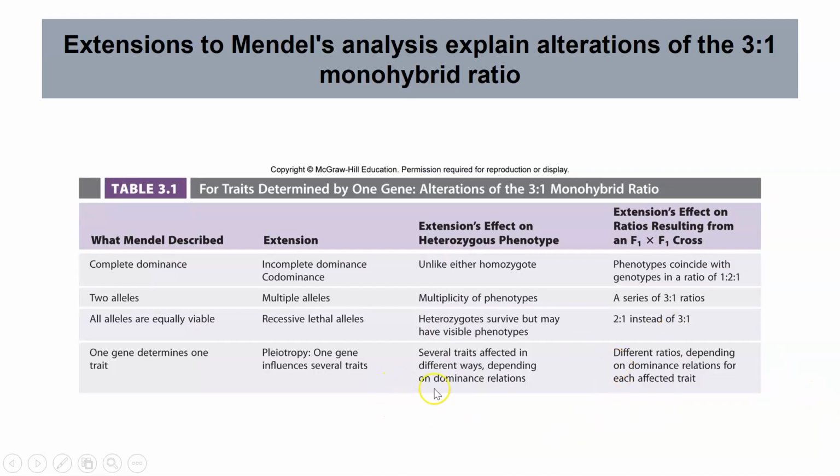Final slide here shows a table with a breakdown of the extensions of Mendelian inheritance that we've covered so far and how they compare to what Mendel saw. It's a useful table to go through and read how the observations differ from what Mendel saw.